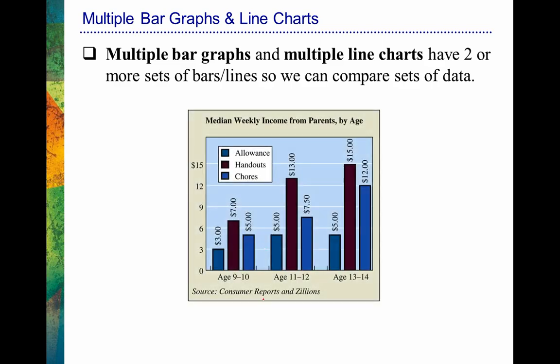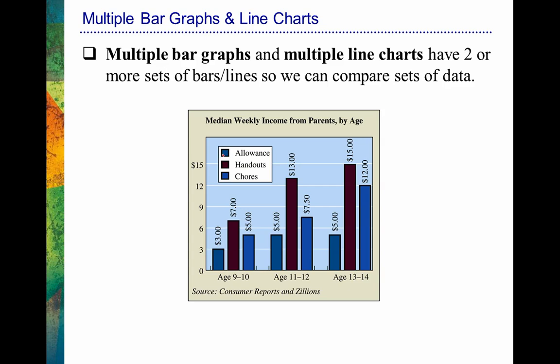This comes from Consumer Reports, or Zillions, which I think is Consumer Reports magazine for kids. It's showing the median weekly income from parents by age for these kids. So, where are kids getting this money? Well, you can see as their age increases from 9 to 11 to 13, the amount of money they're getting from chores, handouts, and allowance is increasing. So, they're getting more money.